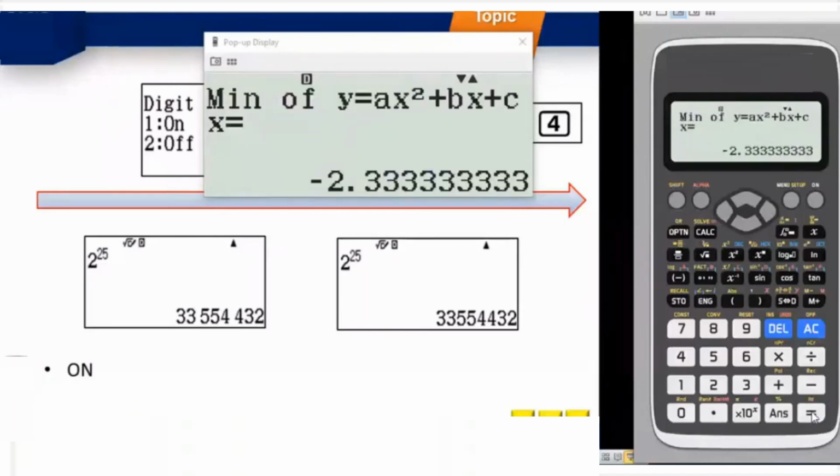I press equals to again. My minimum value is minus 2.33, and I press equals to again. My minimum value is minus 2.33 again. I can obviously press the SD button to convert it into decimals and fractions.